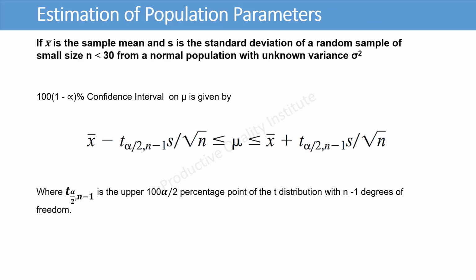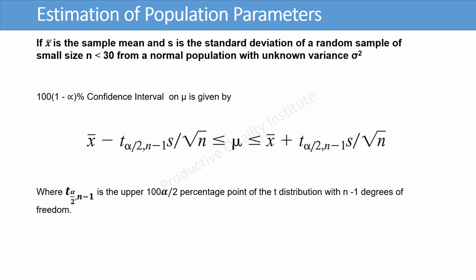Assume that x bar is the sample mean, and s is the standard deviation of a random sample of size n, with n less than 30. This sample has been taken from a normal population with a known variance. With a confidence interval of 100 times 1 minus alpha, the mean value of the population mu is given by the following equation. The equation expresses the range of the mean value of the population.